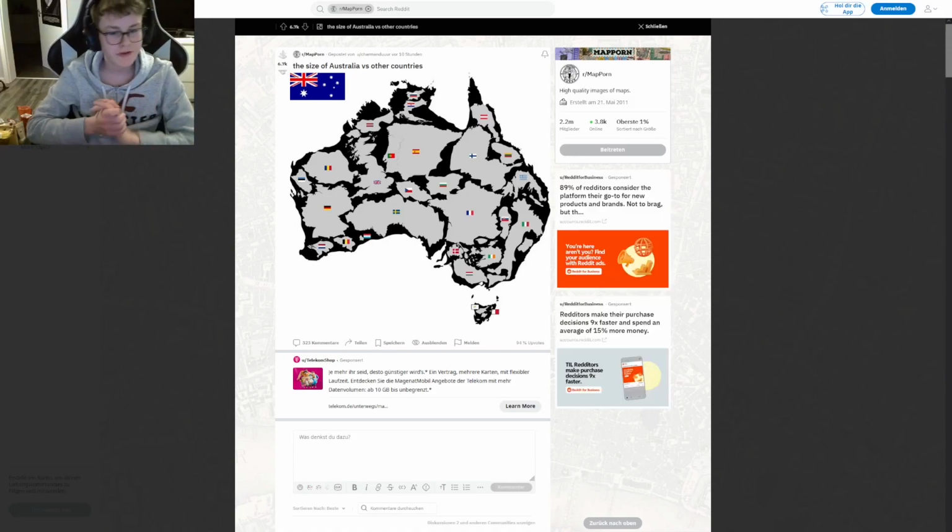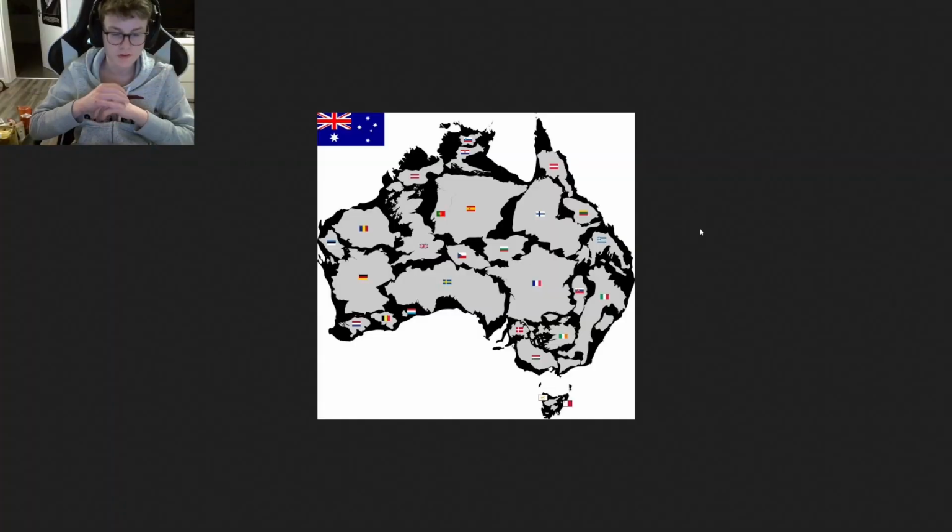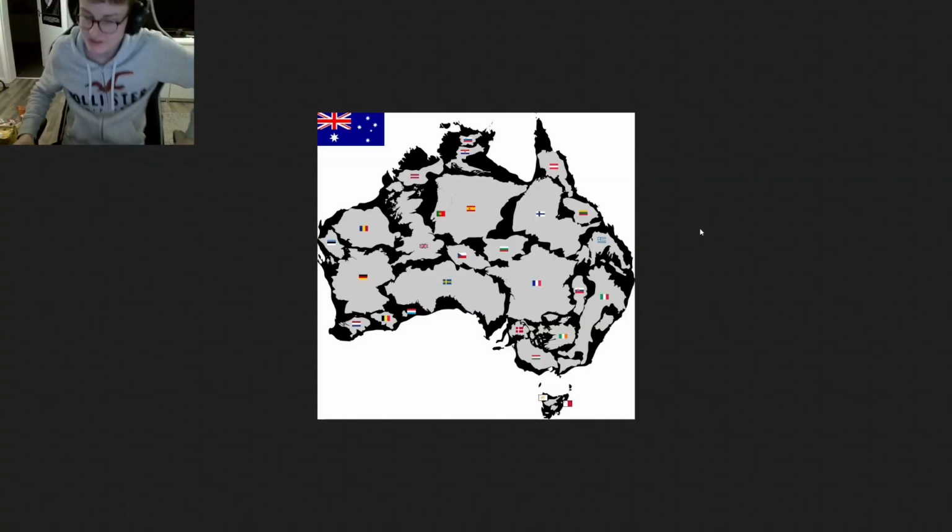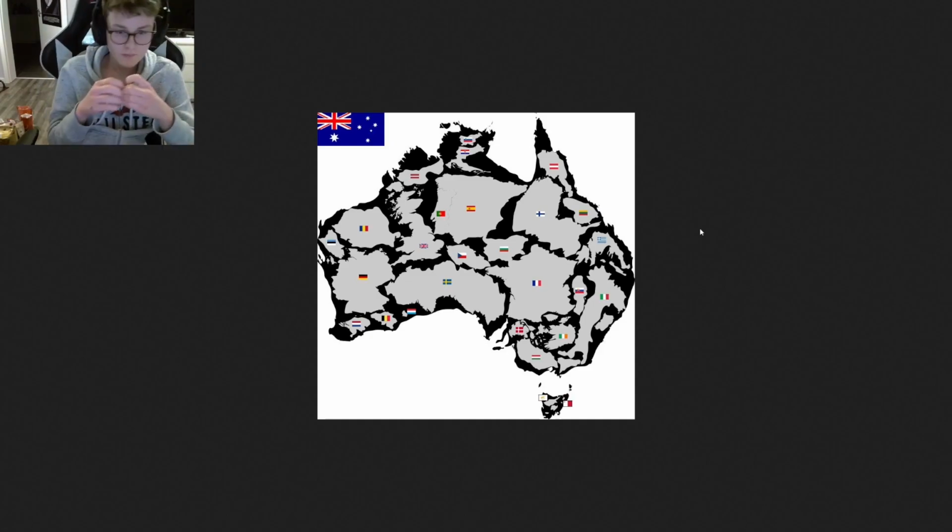Alright, what do we got here? We got the size of Australia versus other countries. Yeah, wow. You can really see how big Australia is. It's like half of the European countries fit in. And still, there is so much space between the countries.